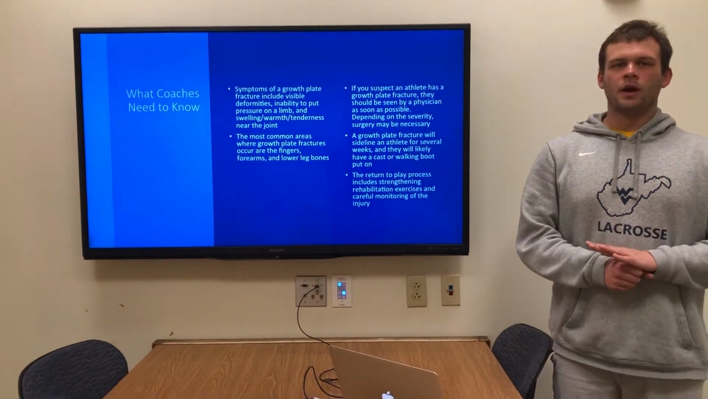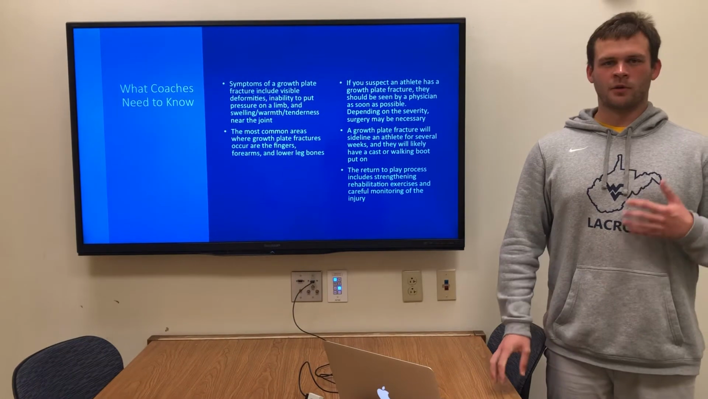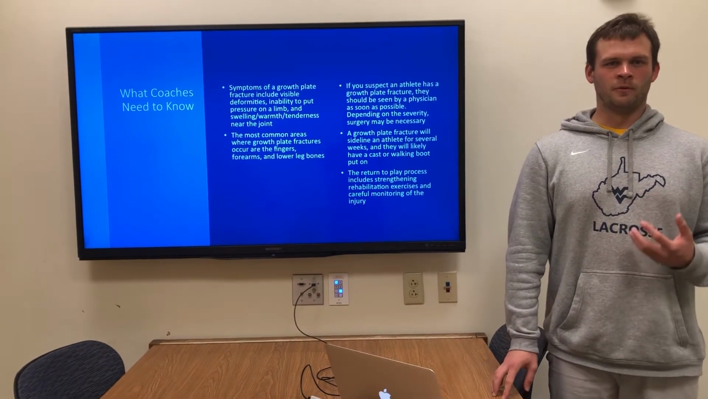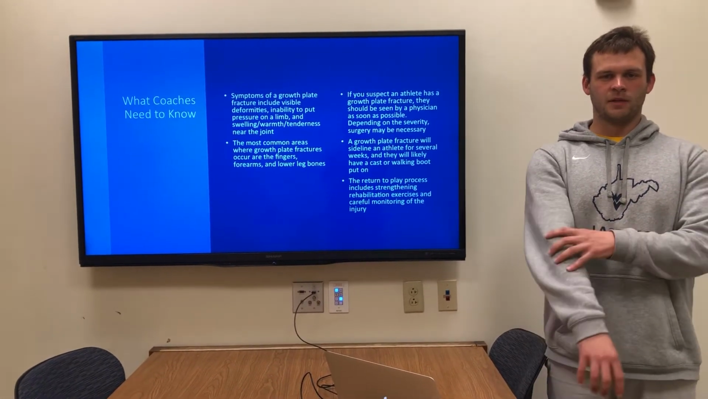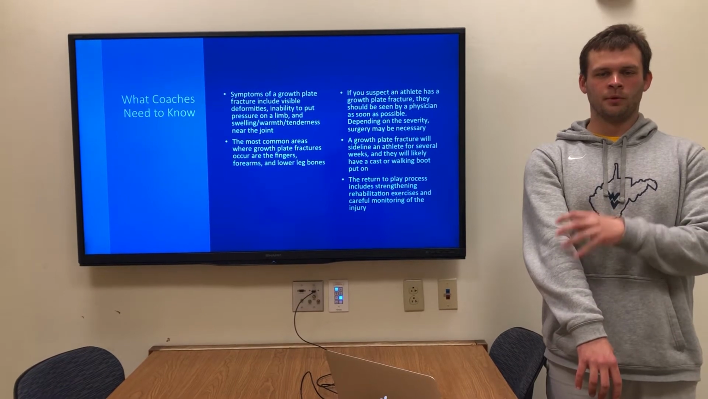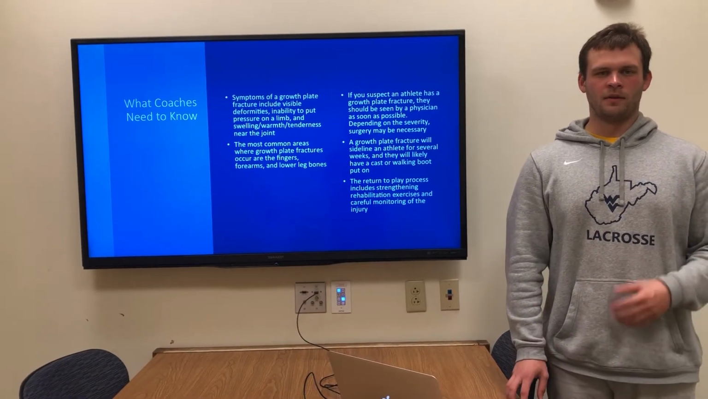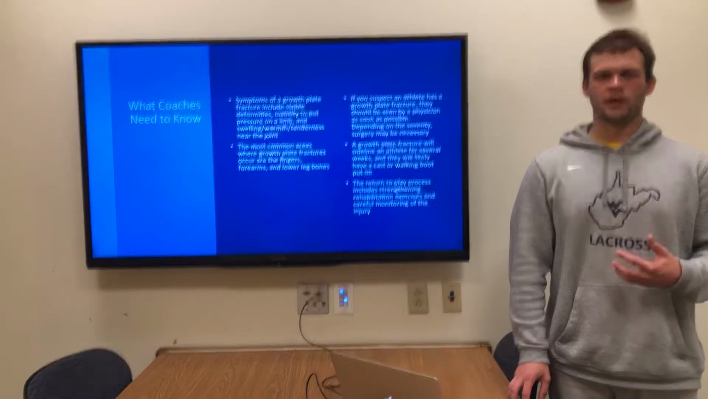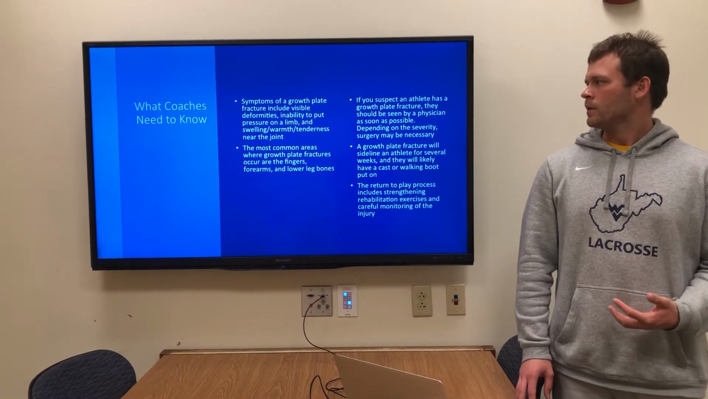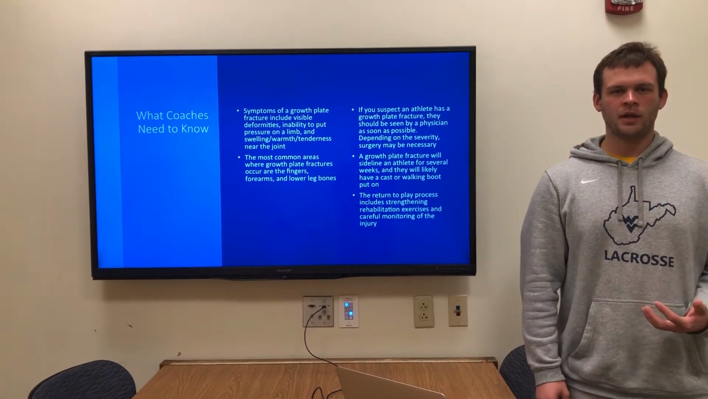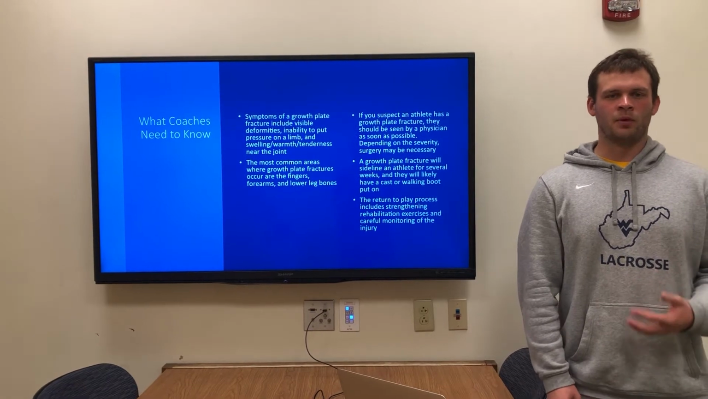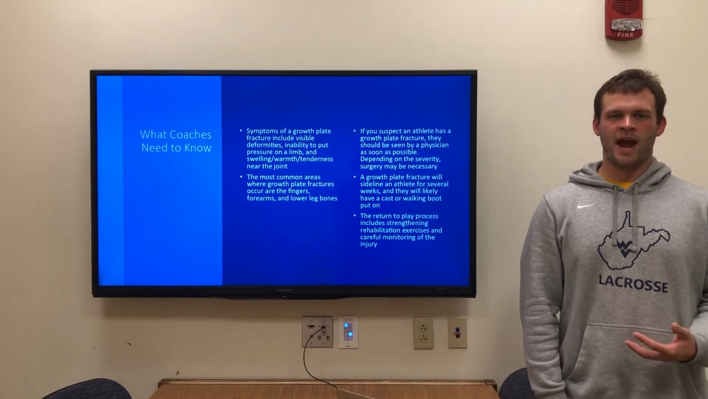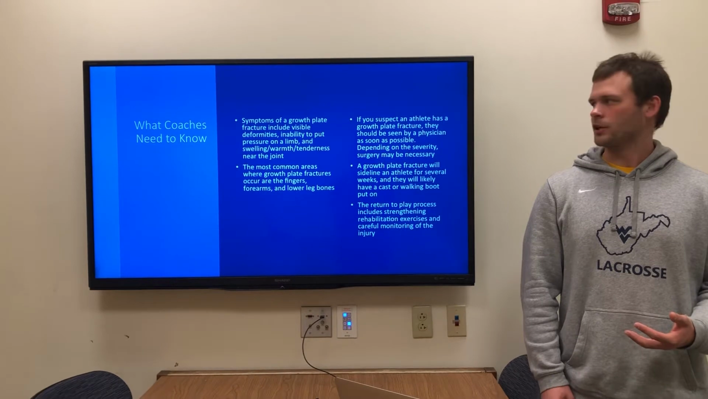So what to know as a coach? Symptoms of a growth plate fracture include visible deformities, specifically a large lump in the arm or bruising. There may be a lot of tenderness, pain, swelling, or redness in the area, particularly near the joint, or inability to put pressure on the limb is another red flag that may indicate a growth plate fracture.